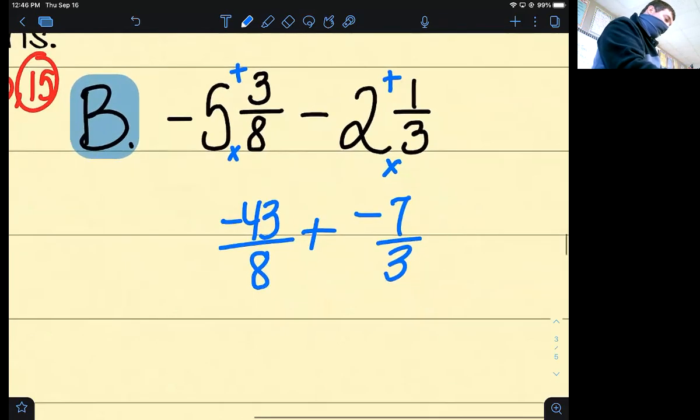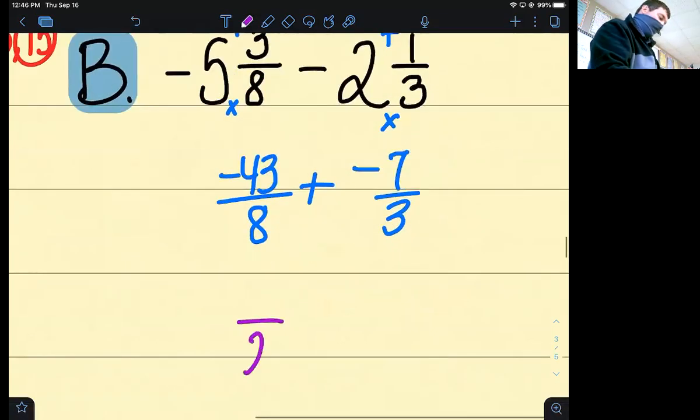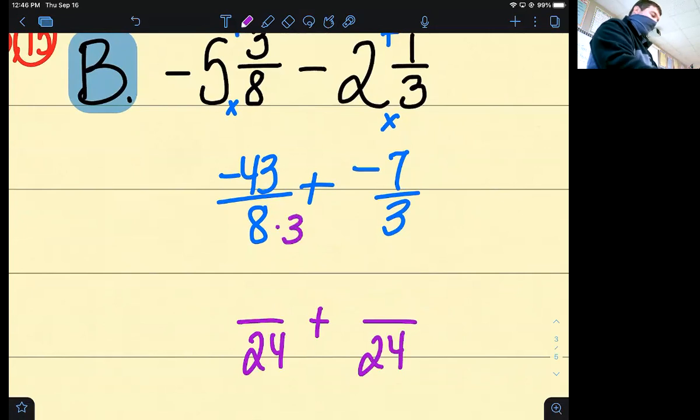What would it be? 24 is the first multiple of 8 that's also going to be a multiple of 3. To get 24, I have to do 8 times 3. This is why I don't like improper fractions, because the top numbers get really, really big. But don't fret. We can do this probably using mental math.